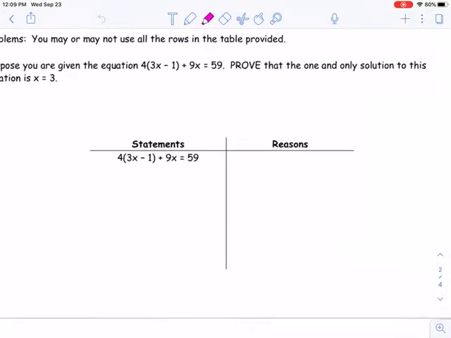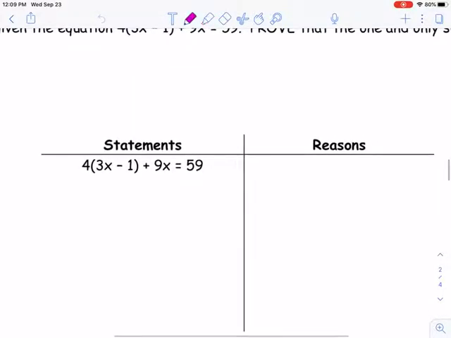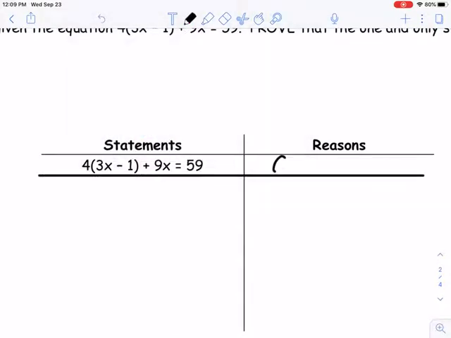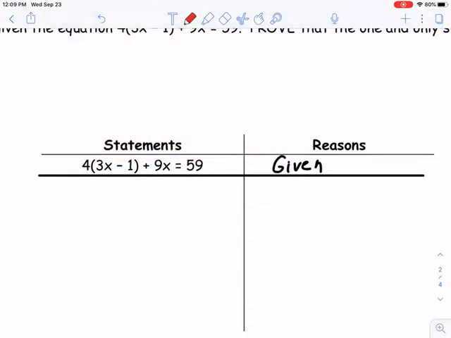All right, so suppose you were given the equation 4(3x - 1) + 9x = 59. We're going to prove that the one and only solution of this equation is x = 3. All right, so remember, it's giving us this statement, so the first reason is given. Now I have 4(3x - 1). Recall, I'm allowed to distribute. So I'm going to get 12x - 4 + 9x = 59.